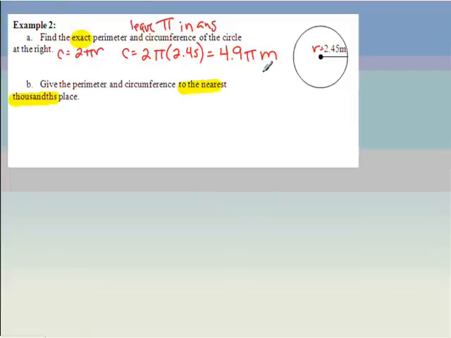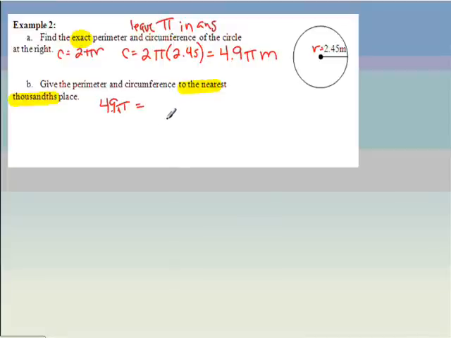This is the exact answer. Now, when I start rounding to the nearest thousandth, I'm going to take that 4.9 pi, and I'm actually going to multiply 4.9 by pi in my calculator. There is a pi button on your calculator.